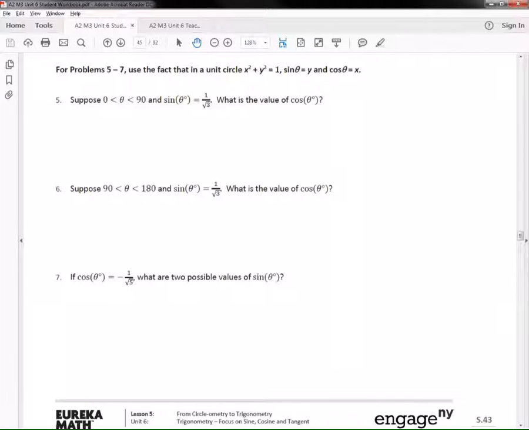All right, number 5. It says, suppose that your angle, now theta always represents an angle. Suppose that your angle is greater than 0 and less than 90. If it's greater than 0 but less than 90, which quadrant is it in? It's the first quadrant. So can you guys draw that theta right now?